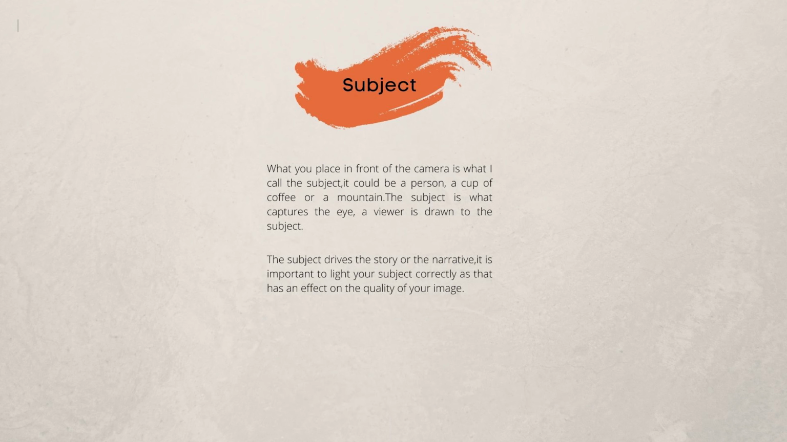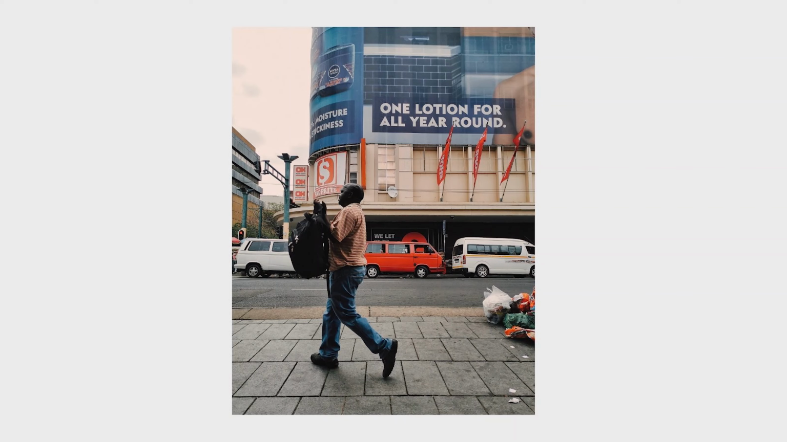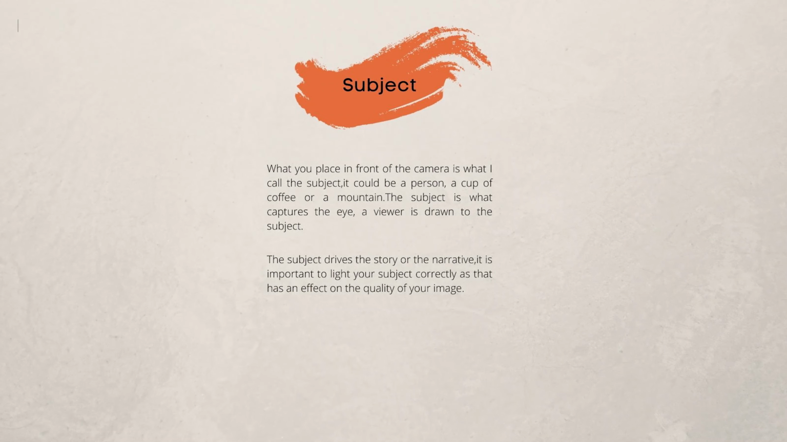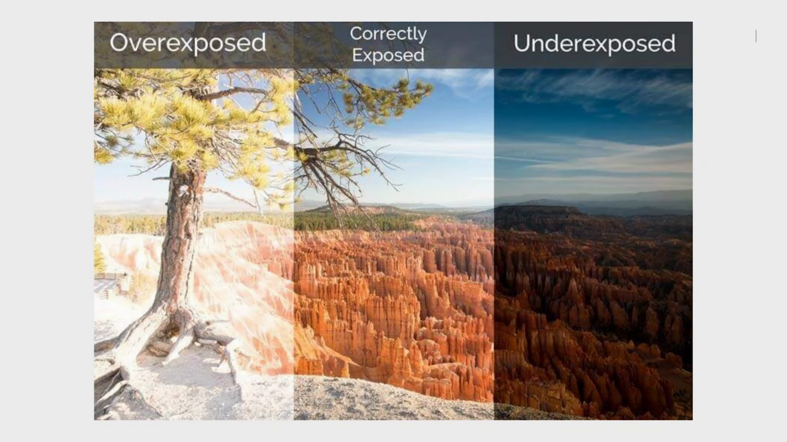What you place in front of the camera is what I call the subject. It could be a person, a cup of coffee, a mountain, or a street. The subject is what captures your eye, so a viewer is drawn to that subject. The subject is what drives the story or the narrative. It is important to light your subject correctly, as that has an effect on the quality of your image. You don't want an image that is too dark or too exposed.